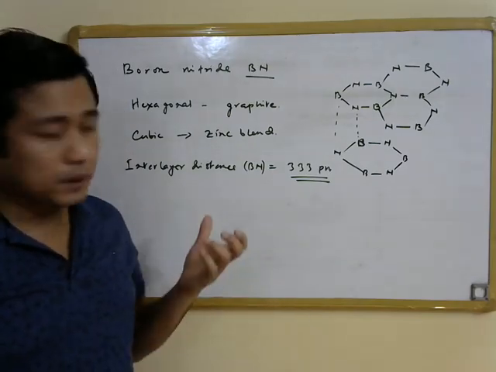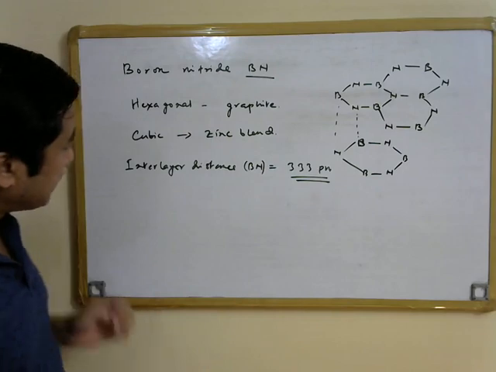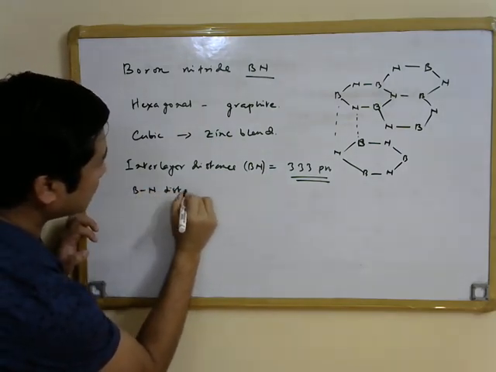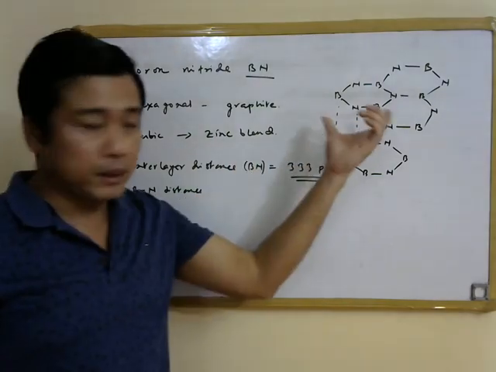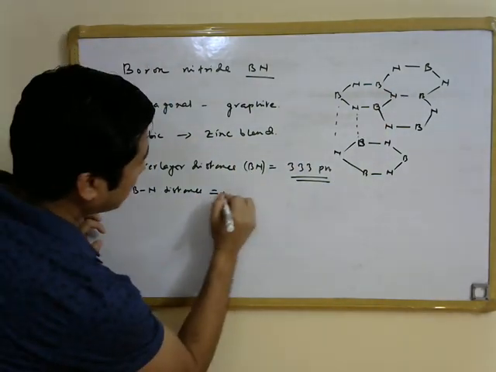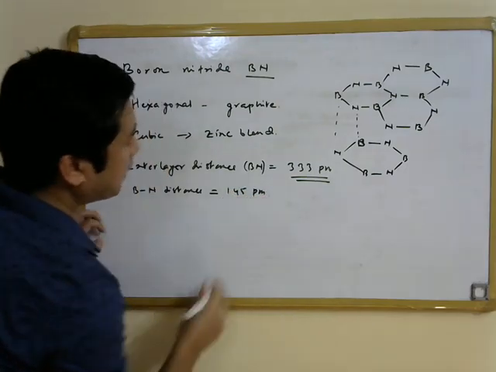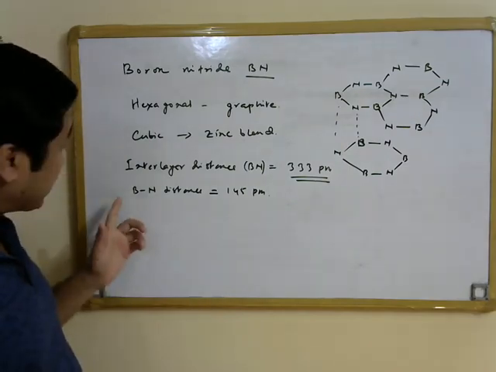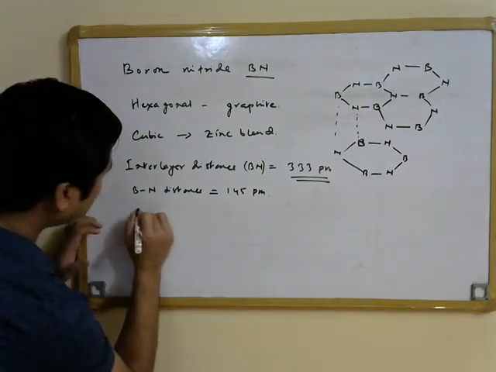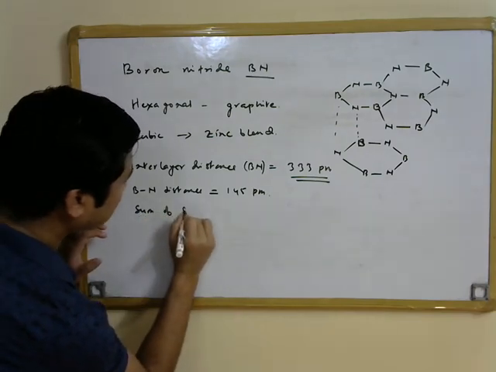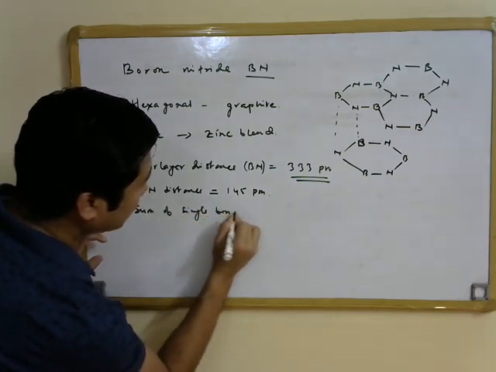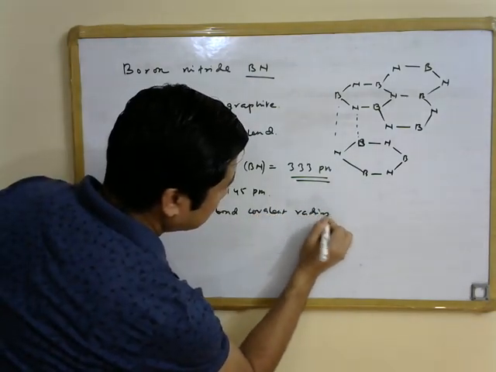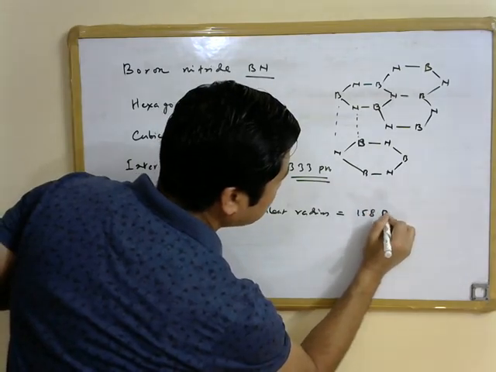One more structural aspect that we can see is that the BN bond distance within a particular layer is equal to 145 picometer. And if we look at the sum of the single bond covalent radii of boron and nitrogen, we will see the sum of the single bond covalent radii is equal to 158 picometer.